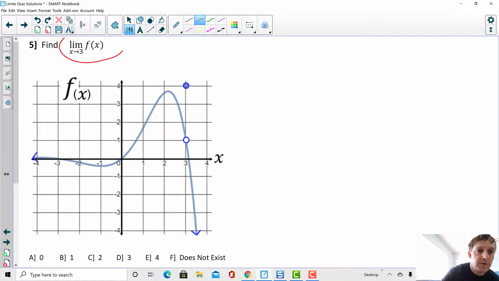Okay, this is a pretty easy limit question. What is the limit as x goes to 3? So from the left, it's 1. From the right, it's 1. So this limit is just going to be 1.